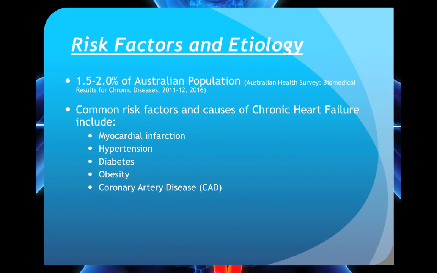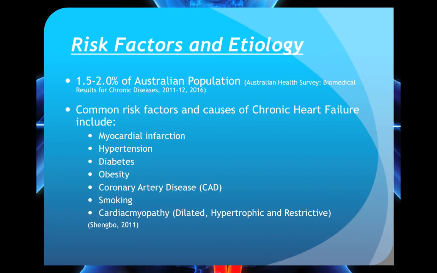Coronary artery disease happens when the arteries that supply blood to the heart muscles become hardened and narrowed. This is due to the buildup of cholesterol and/or other material. Smoking and/or cardiac myopathy, which is also another name for heart muscle disease. This cardiac myopathy can either be dilated cardiac myopathy, hypertrophic cardiac myopathy, or restrictive cardiac myopathy.